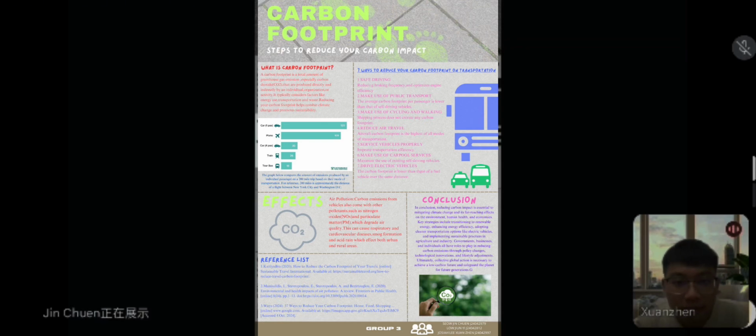Governments, businesses, and individuals all have roles to play in reducing carbon emissions through policy changes, technological innovations, and lifestyle adjustments. Ultimately, collective global action is necessary to achieve a low-carbon future and safeguard the planet for future generations.